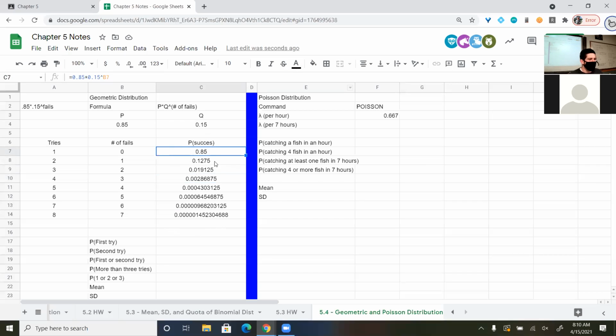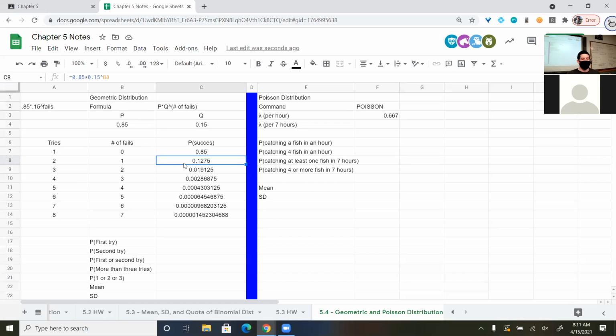Now notice the probabilities. Some people start to wonder, well, if I'm going to try twice, my probability of success went from 85% down to 12.75%. So why is it that I have only a 12% chance of try number 2? Well, that's because it's saying that there's a 12% chance that you would have failed the first time and then you would have succeeded. So there's a slim chance of that happening.